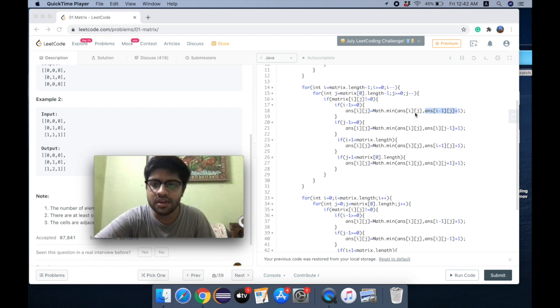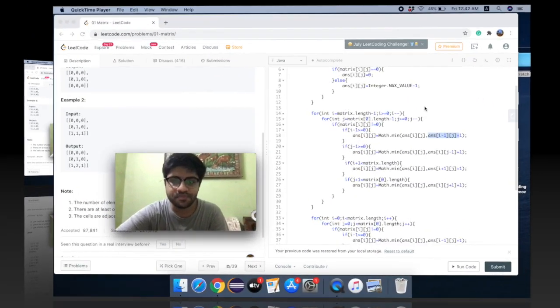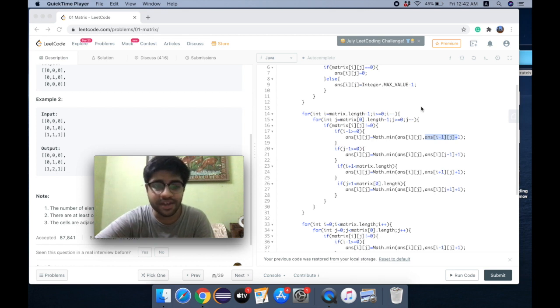So eventually we will add the minimum of what is already present there, which would be integer dot max value, and integer dot max value plus 1. So if you add a plus 1 to integer dot max value, it would be out of the range of integers and you'll eventually get a negative number. To avoid that, I actually subtracted 1 from here. So now you got the problem, right?